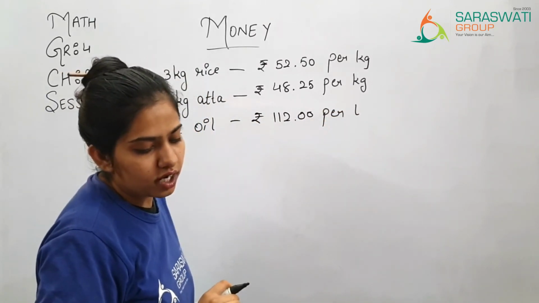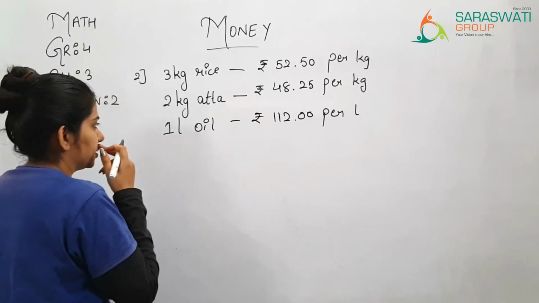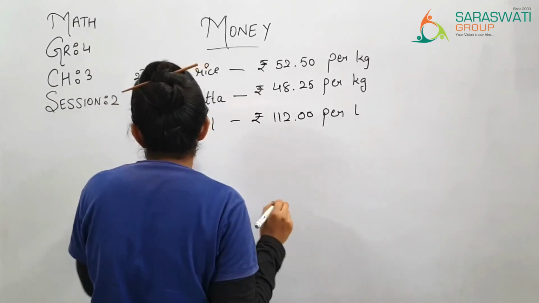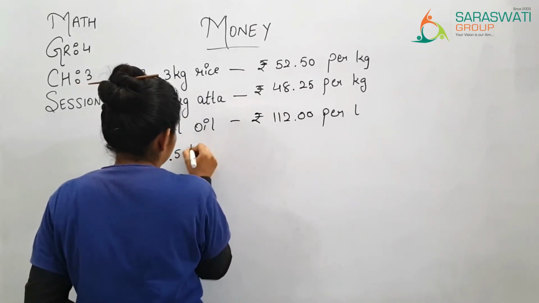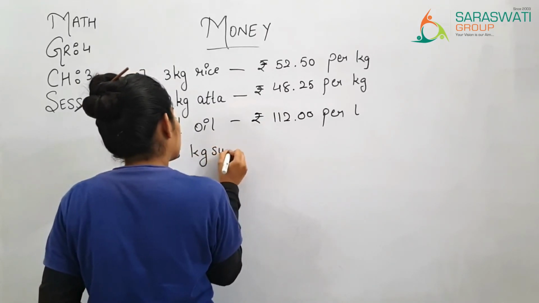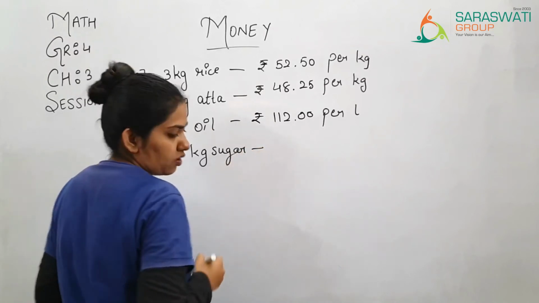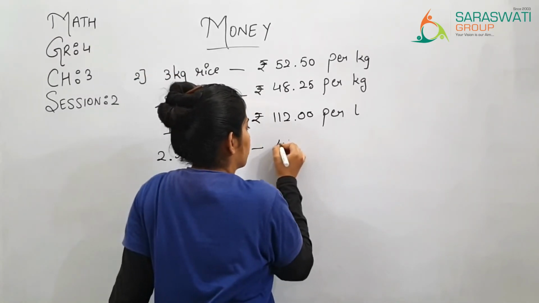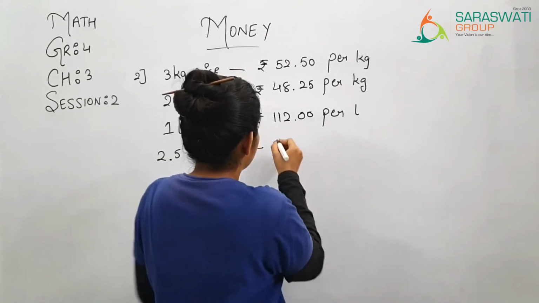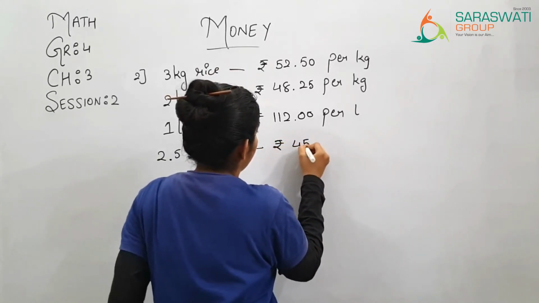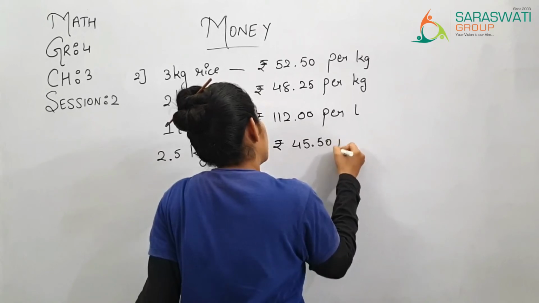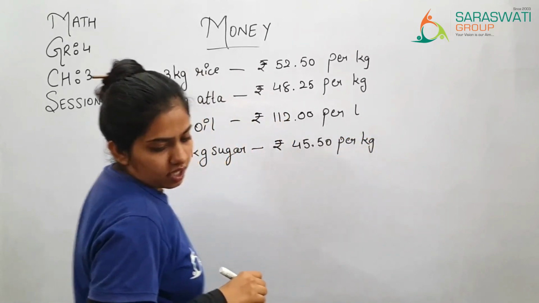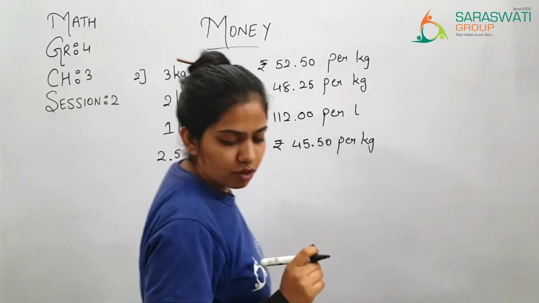Then 2.5 kg sugar, so 2.5 kg sugar at what price? 45.50 rupees, 45.50 per kg. Was 500 enough to pay for the purchase?